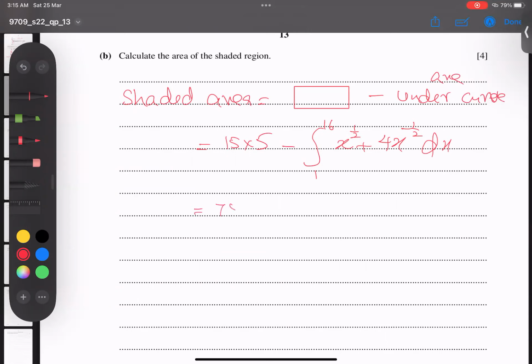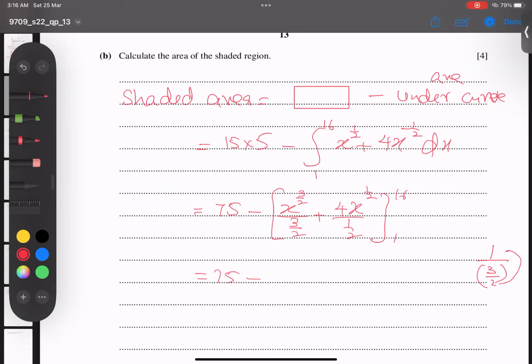This becomes 75. After this, what is the integration criteria of this one? Increase the power by 1: half plus 1 is 3 by 2, and divide by the same 3 by 2. And for this, increase the power by 1, I get half by half, the same thing, because when I add 1, I get a positive half. And the limit is very clear, 1 to 16. Don't plug in limits until you simplify. There's a technique. So this is 1 over 3 by 2.